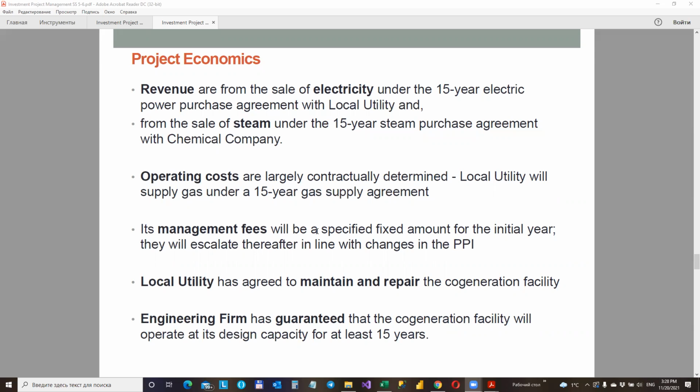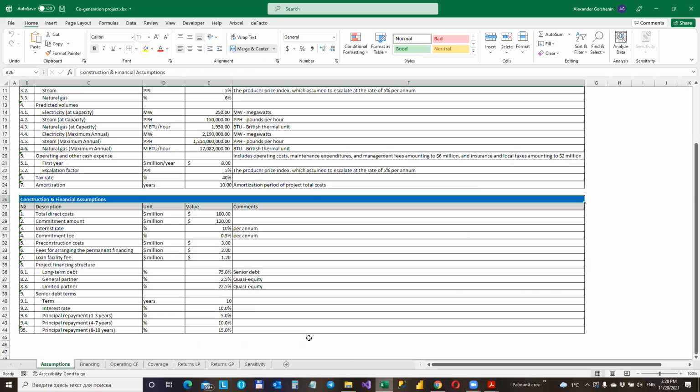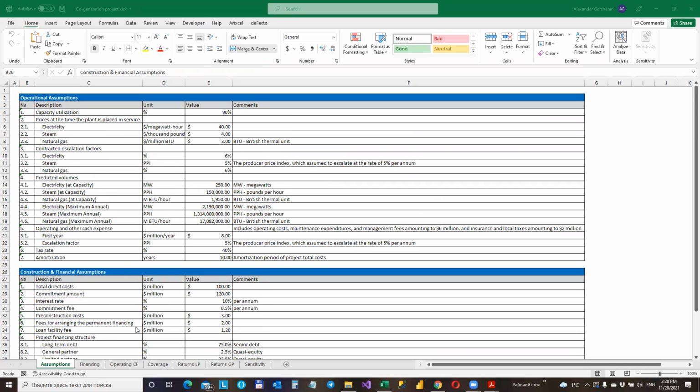An engineering firm has guaranteed that the cogeneration facility will operate at the design capacity for at least 15 years. So what we have now, we have also guaranteed the lifetime of efficient functionality of the project facilities. Let us check how it's all indicated in an Excel.